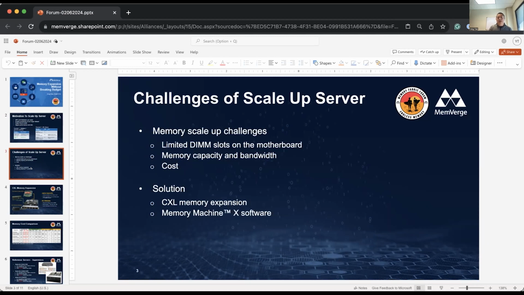What I'd like to go through in this presentation is how CXL memory expansion can address these issues, along with our memory machine software, so that you can essentially have the capacity and the bandwidth that you need at the cost without impacting the application performance. Basically, have the cake and eat it too.